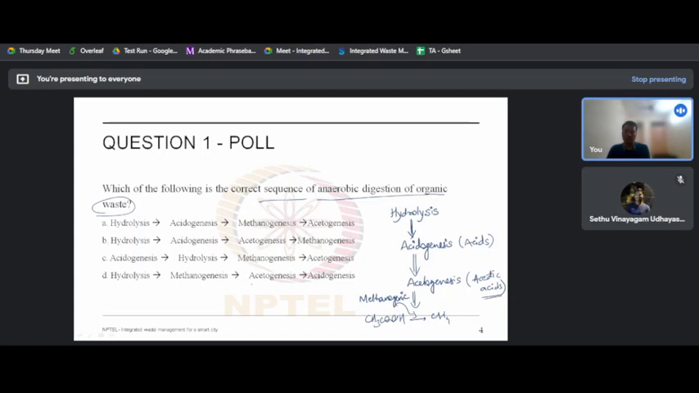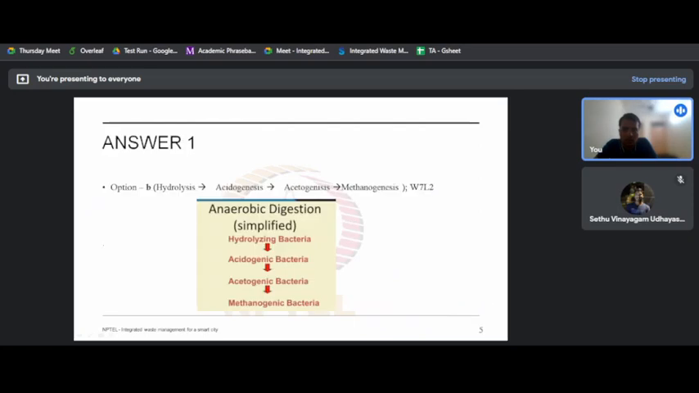So firstly, we will have hydrolysis. We can see that in option A, option B, and option D. Then we will have acidogenesis. There we have option A and B. Then we have acetogenesis. So that is this one. Then finally we will have methanogenesis. So we can see that option B is the correct answer, and A, C, and D are incorrect because they have the wrong order. We'll discuss this using the slide also. So here option B is the correct answer.